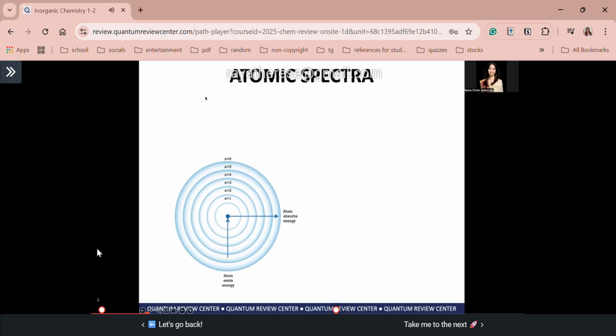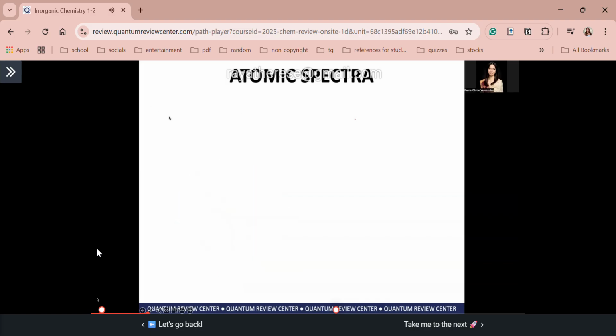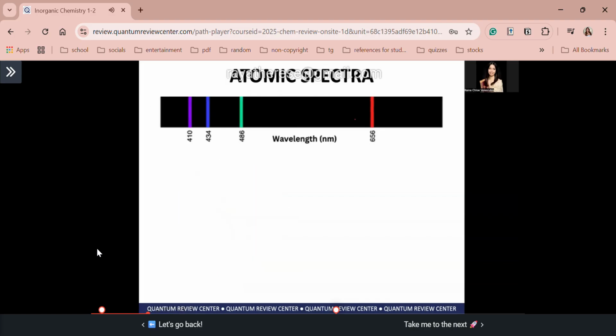Now, this concept gives rise to the concept of, what could it be, guys? Tama, atomic spectra. It is the specific pattern of light emitted or absorbed by a hydrogen atom when the electron moves from one energy level to another. An example of this is the hydrogen emission spectrum. So this figure here, guys, is the hydrogen emission spectrum.